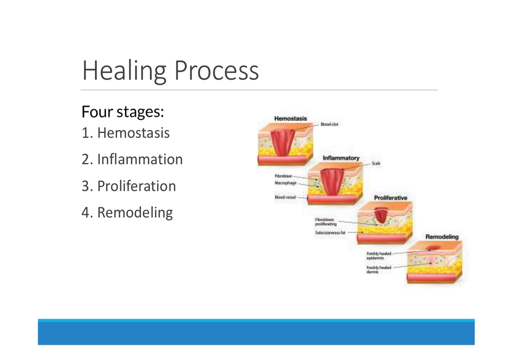There are 4 stages to the healing process for a wound, and we're going to go over each one of these stages in more detail in the slides to come, but they include hemostasis, inflammation, proliferation, and then remodeling.